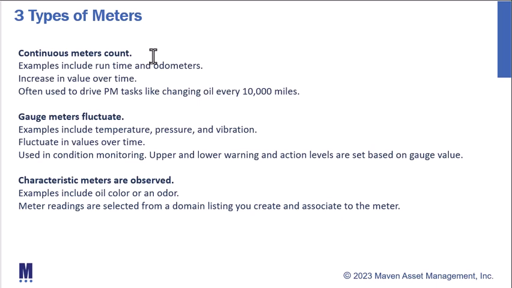What's unique about a gauge meter is they're often used in condition monitoring, where we can set upper and lower warning and action limits based on a meter gauge value. And lastly, characteristic meters are observed. These are things like oil color or maybe an odor, something that we cannot explicitly measure. What's unique about a characteristic meter is that we can set up a domain in Maximo for the user to select from a predefined list of meter values.